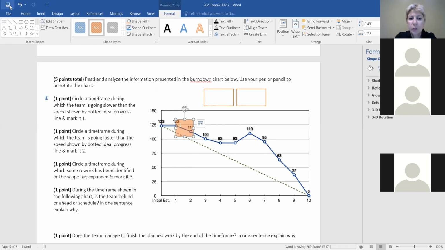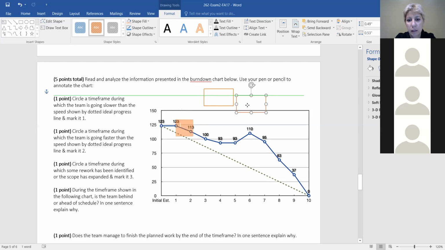Who is ready to do the next one? I'm gonna go to the next one on my list. Look F. Go ahead. Circle a time frame during which the team is going faster than the speed shown by the ideal progress line. Sure. Say here, and also say probably the next 2 segments also. Just 1. You have to circle 1 of them. Perfect. Good job.